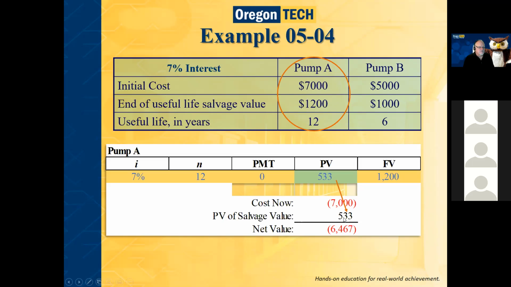Cool. Well, you put it in math. Future value is $1,200. The present value of that $1,200 in 12 years is $533. So the net value, or you could say net cost, is a $7,000 outflow less $533 at the end of 12 years. We get $6,467 essentially as the net cost of these two things. Cool. Alrighty. That's the first option.